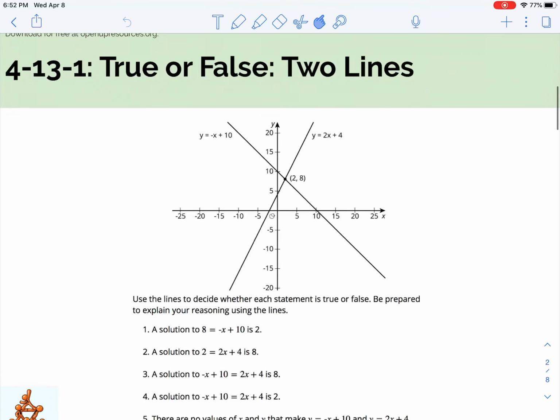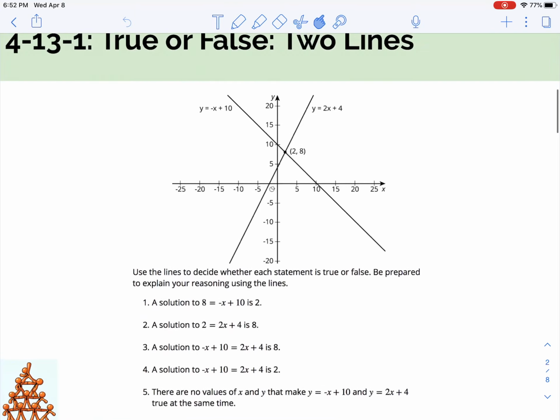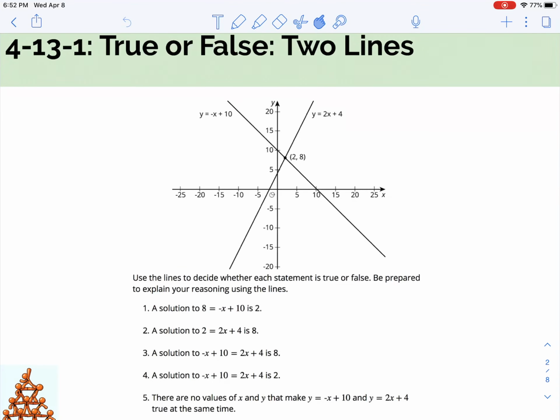Okay, so this first warm-up problem, and this is lesson 13 in your Unit 4 workbook. I don't know the page, but just look for lesson 13 and you will find this picture. The instructions say to use the lines to decide whether each statement is true or false. Be prepared to explain your reasoning. You don't need to do that, but what they are asking is what the solution is and if that makes sense.